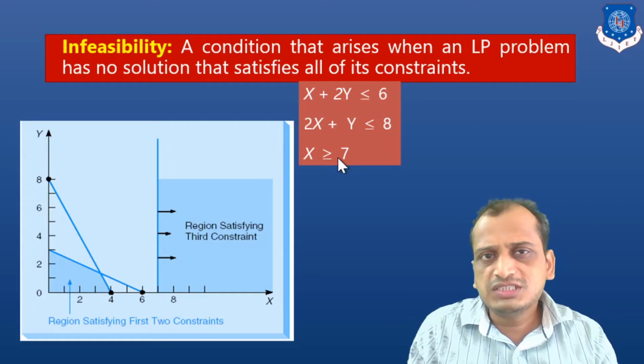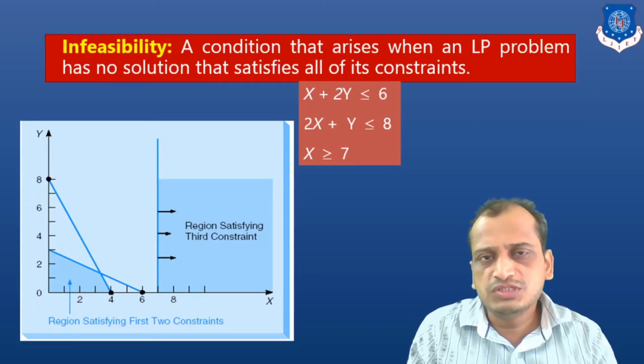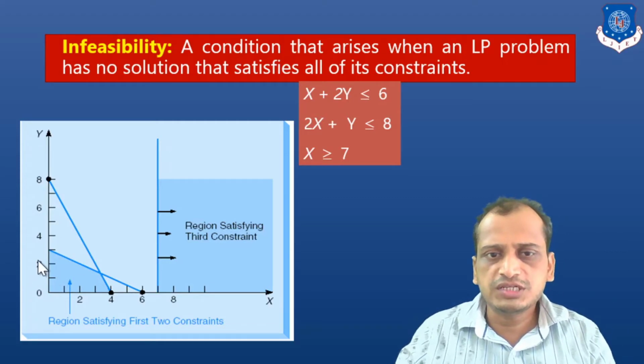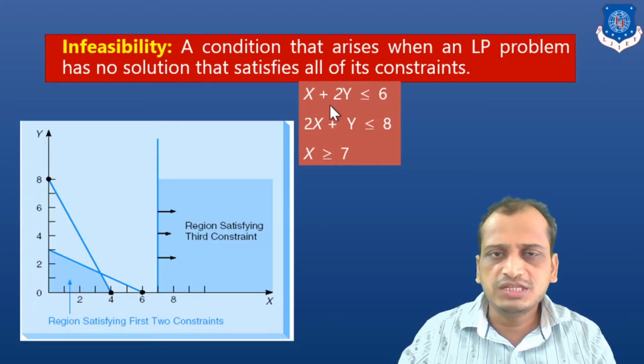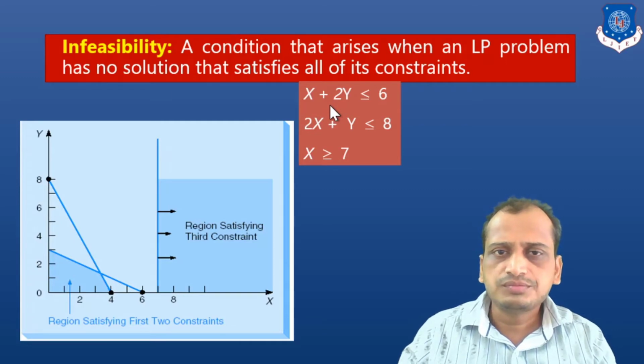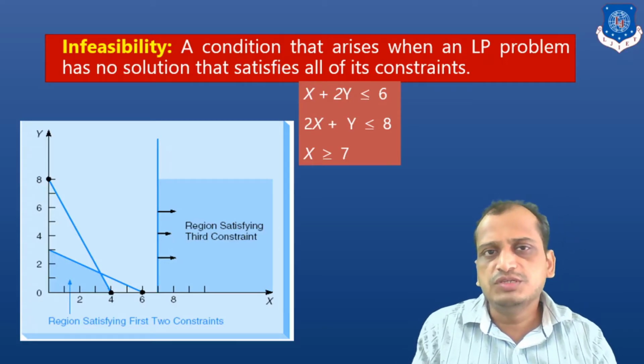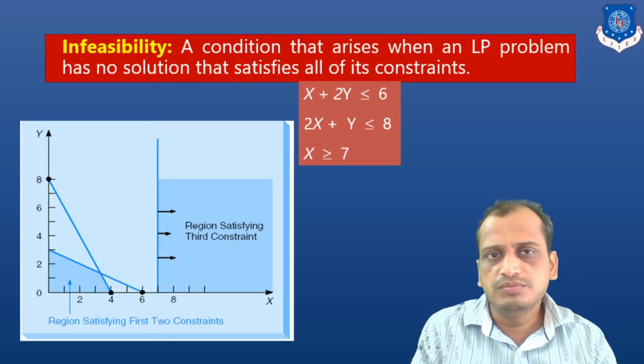Now two of the constraints are less than or equal to a certain positive value. It means definitely there will be a feasible region around the intersection of these two lines, or you can say these two constraints. Clear? But the third constraint is greater than or equal to 7. It means that the region satisfying the third constraint lies here. So there is no overlap, or you can say there is no common region between these three constraints. So hence we will get an infeasible solution. We cannot solve the problem. So this is the case of infeasibility.